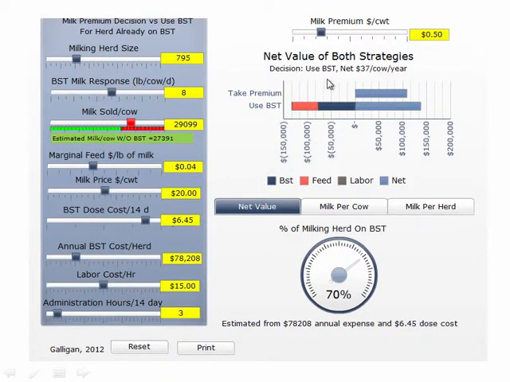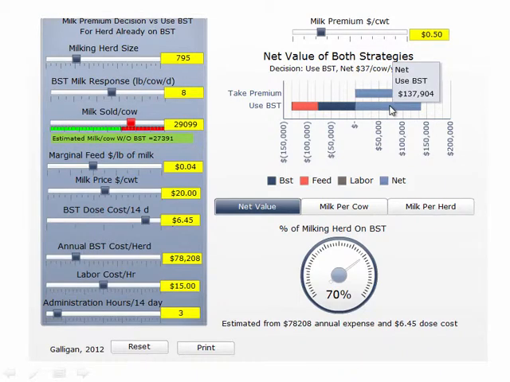On the right side we have a graph that looks at a partial budget in terms of the decision to take the premium or to use BST. So if we take the premium, we're going to see the premium value applied to all the hundredweights of milk that the herd has produced, and the premium value is up above here and can be changed. Below that we have a graph that shows the BST use strategy. We have, of course, a feed cost associated with the BST and a cost of using BST, and there's a small labor part that is barely visible. And on the right we have the net of that strategy.